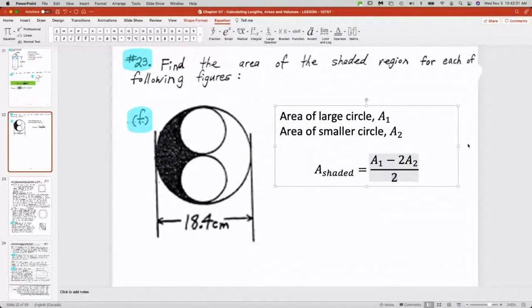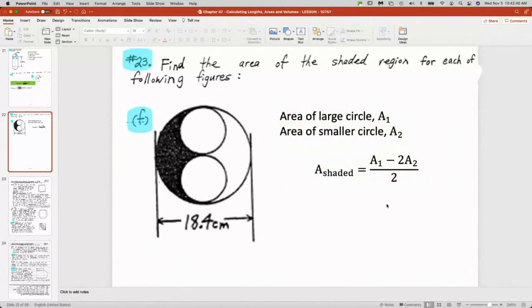Let me know in the chat who agrees with this formula. Agree or disagree, who understands this formula? What I just said. Awesome, thank you, Nicholas.